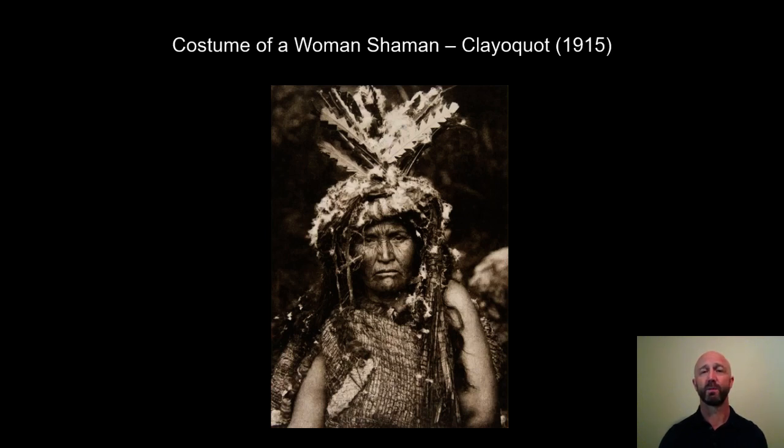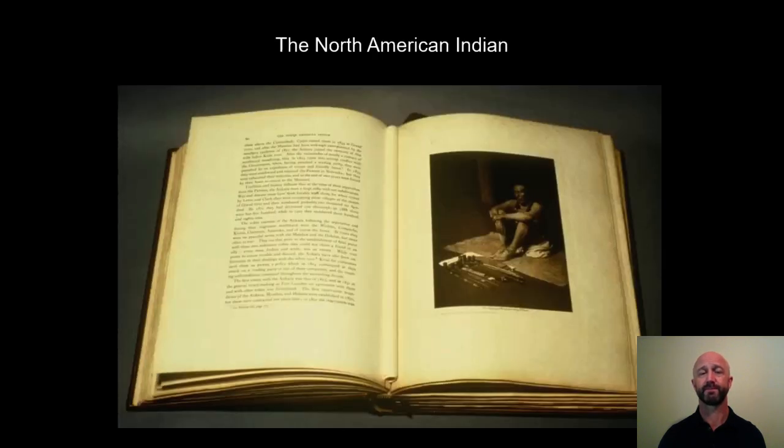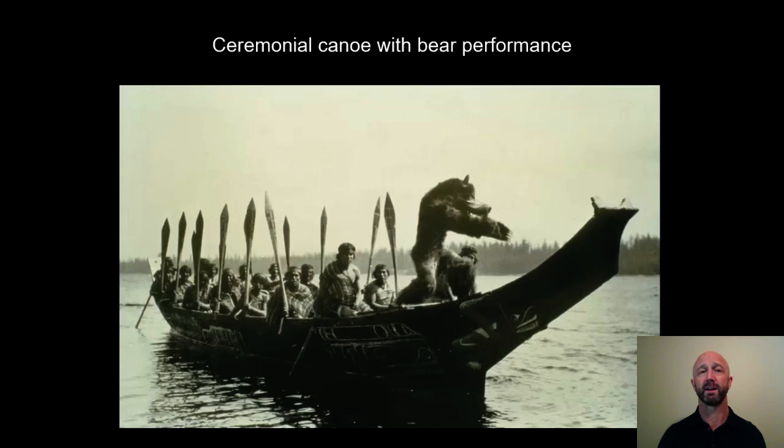Again, costume of a woman shaman, coat from 1915. It may or may not be the case that this is a type of garb that this shaman would have wanted shown to Western audiences. And of course, all of these were reproduced in a folio called The North American Indian that came out in multiple volumes, thousands of pictures by Curtis.